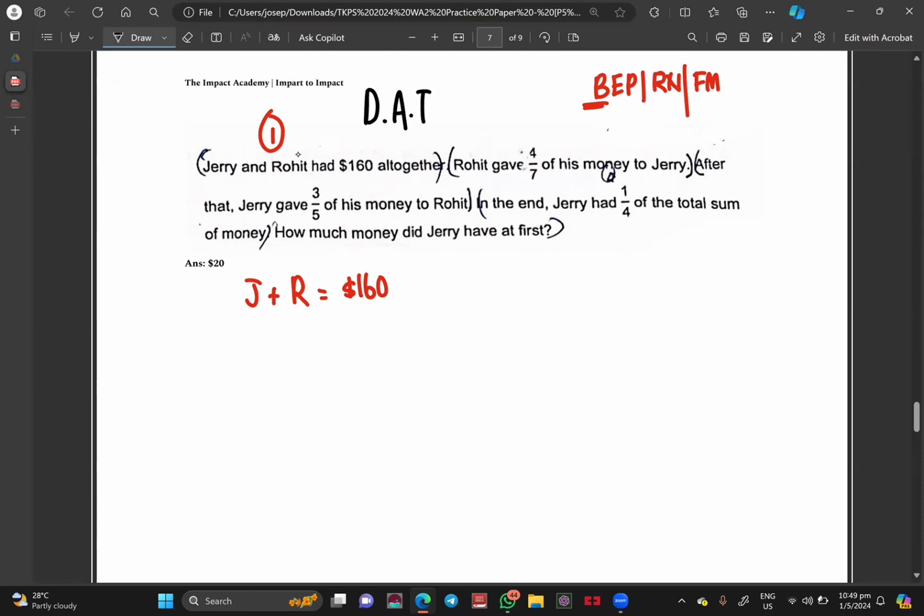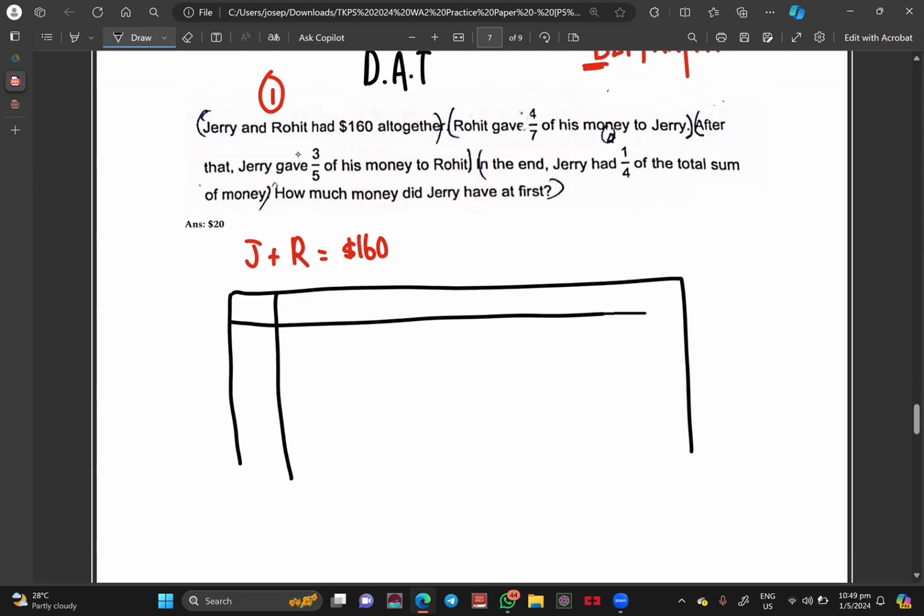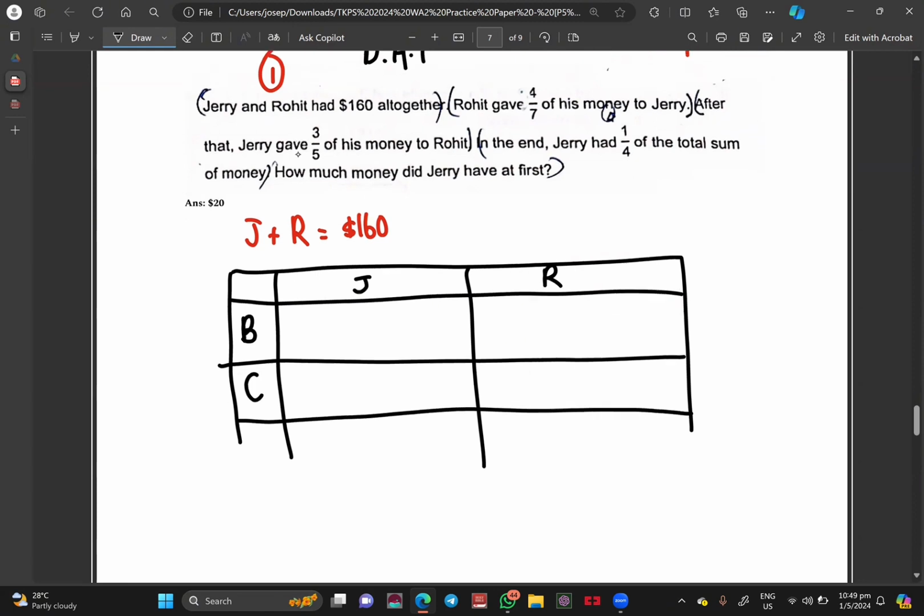If you really practice drawing a table, any question that is about before and after, you will be able to solve it. Here's what we are going to do. We're going to draw a table. We are going to have Jerry over here, we're going to have Rohit over here. We're going to have a before, we're going to have a change, and we are going to have something called after.